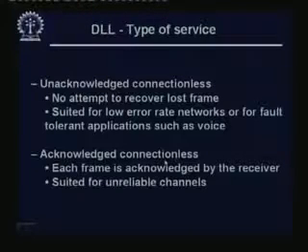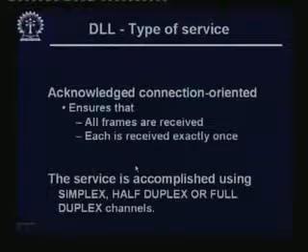Acknowledged connectionless service, this is another kind of service. Each frame is acknowledged by the receiver. So, this is suited for unreliable channels where we require this acknowledgement for special reliability. Acknowledged connection oriented service ensures that all frames are received and each is received exactly once, and these services are accomplished using, as I said, simplex, not usual, but half duplex or full duplex channel.